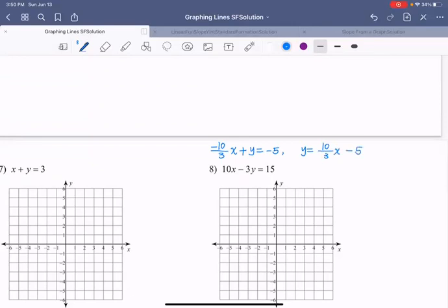Now, next. You find the y-intercept, which is (0, -5). Right here. The rise is 10, and then the run is 3. So this goes up all the way to there, right? And then you go 3 to the right. Then you draw the point and then connect the 2 points.